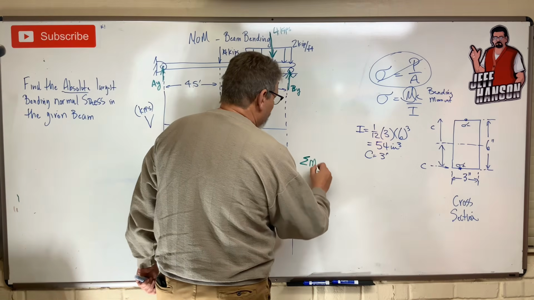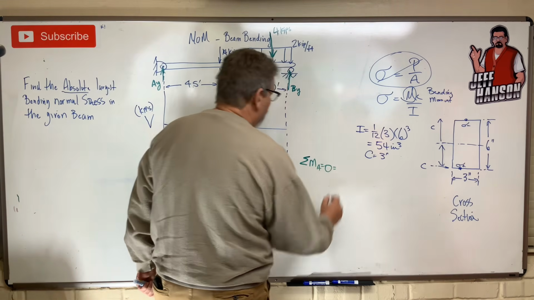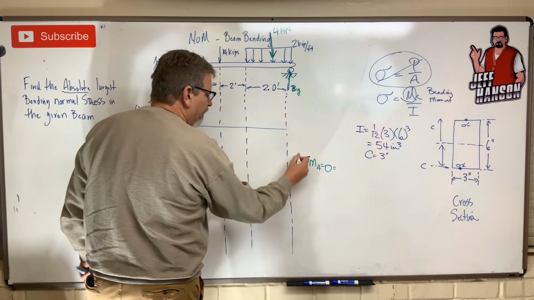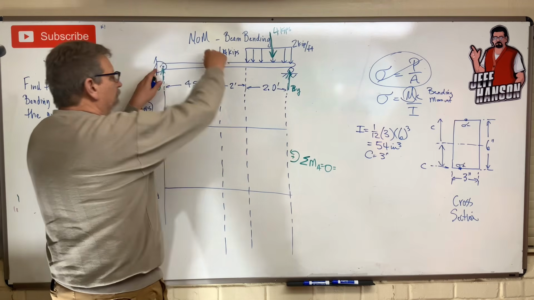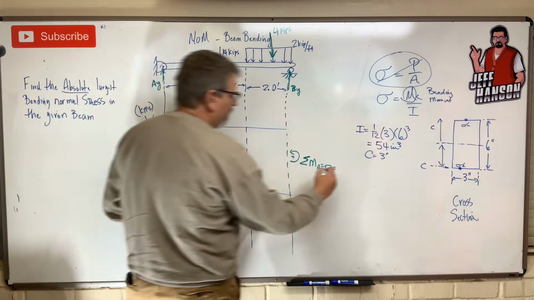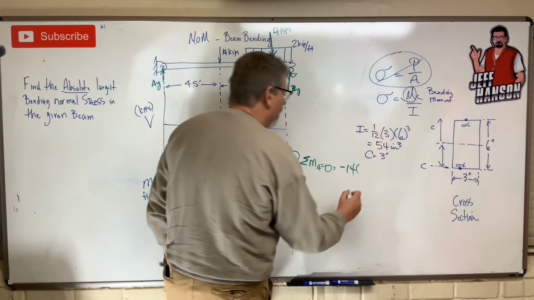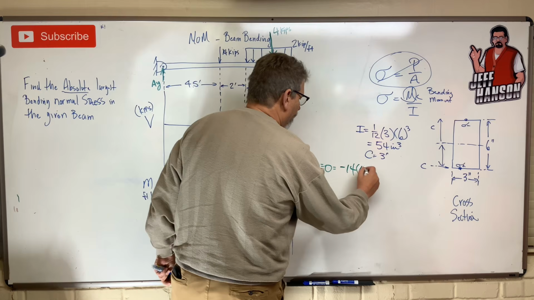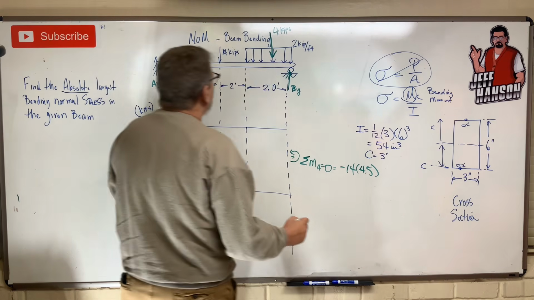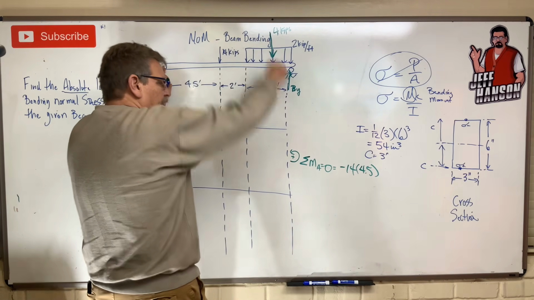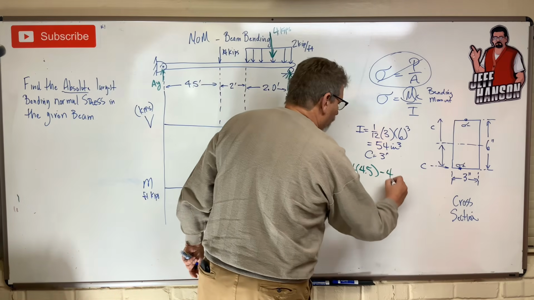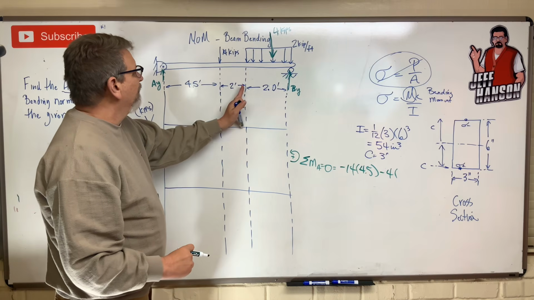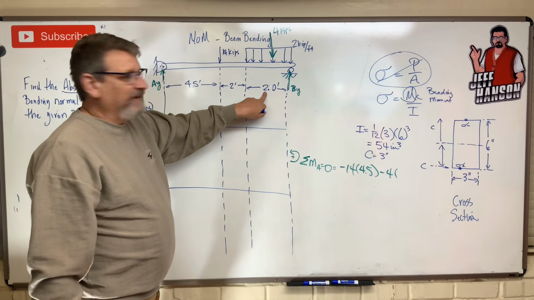Sum of the moments at point A equals 0. The 14 rotates me what? Remember, this is positive. That looks like negative, doesn't it? Minus 14 times how far away? 4.5. And then I've got that 4 over there, which also rotates me negative. So minus 4 times how far away? 4.5, 6.5.